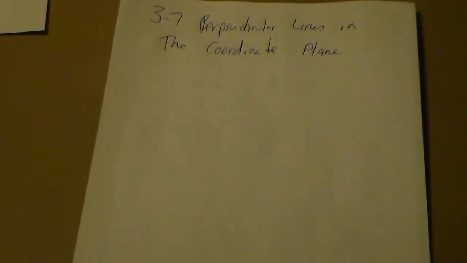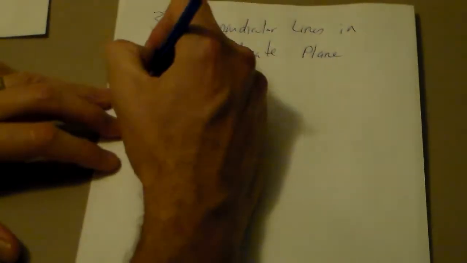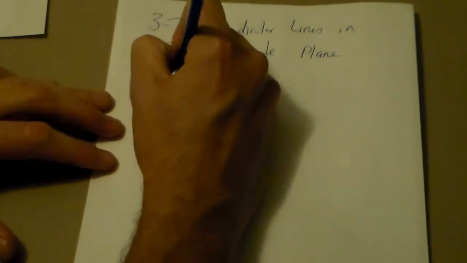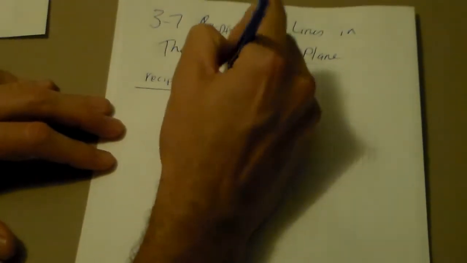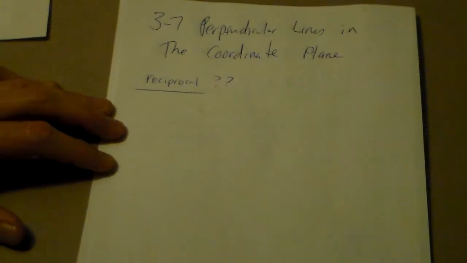All right. 3-7. Last section in the chapter. Okay. Perpendicular lines in the coordinate plane. So the first thing I want to talk to you guys about before we get in here and get our hands dirty is what is a reciprocal? So think about it. What is a reciprocal?